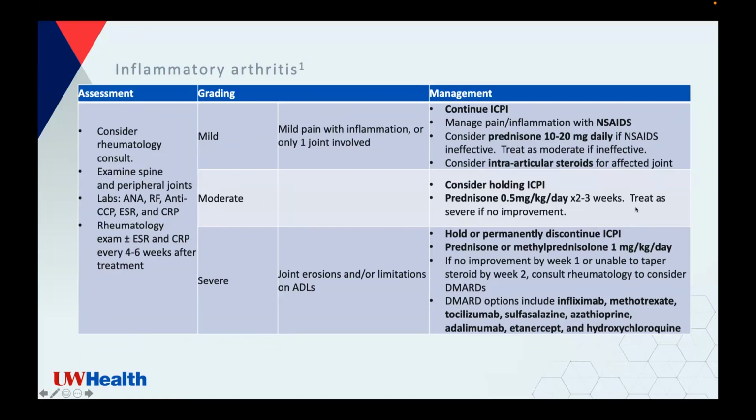for 2 to 3 weeks. And then if there's no improvement there, or if the patient presents with a more severe presentation, joint erosions, or limitations on their ADLs, we would hold or permanently discontinue the ICPI and give prednisone or methylpred at a higher dose, 1 mg per kg per day. And then if there's no improvement on steroids by week 2, we would consider our DMARD options. We have a lot of options available to us: infliximab, methotrexate, tocilizumab, sulfasalazine, azathioprine, adalimumab, etanercept, and hydroxychloroquine.